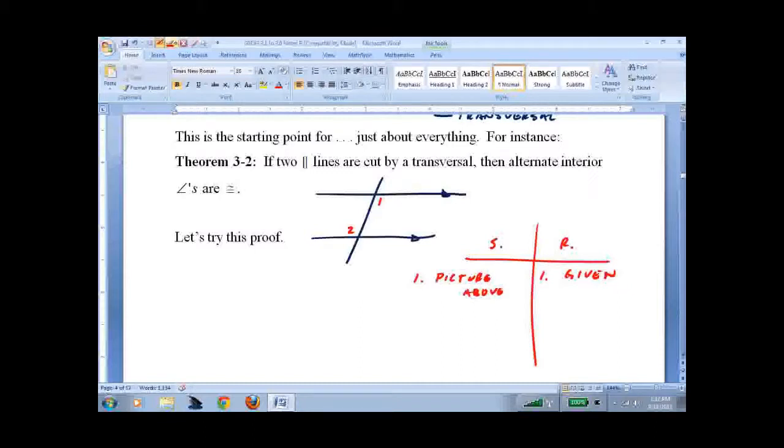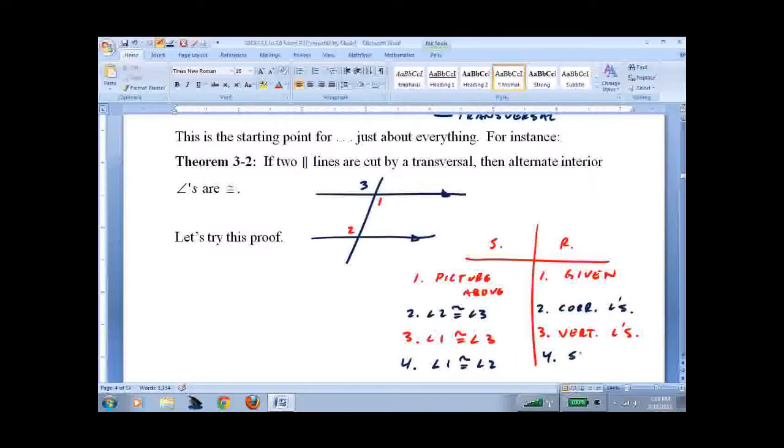That's a pretty lame given statement, but you get the idea. So you would say, let's add the number three. Angle two is congruent to angle three, corresponding angles. You would then say, angle one is congruent to angle three, vertical angles. And hopefully you know the last step. Angle one is congruent to angle two. Substitution.